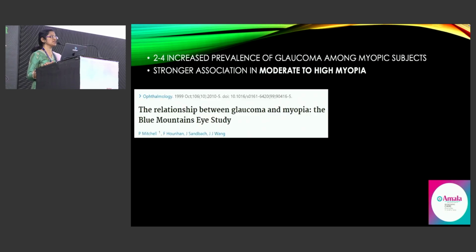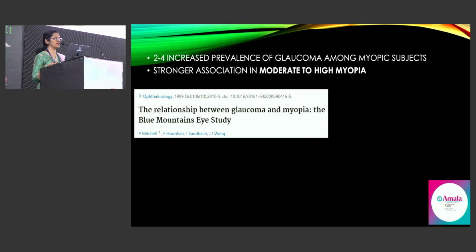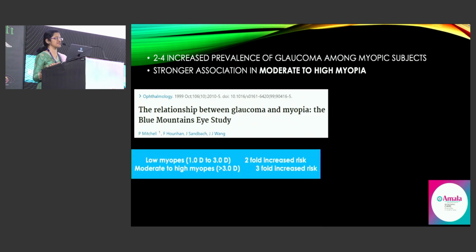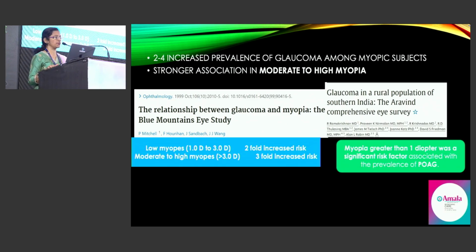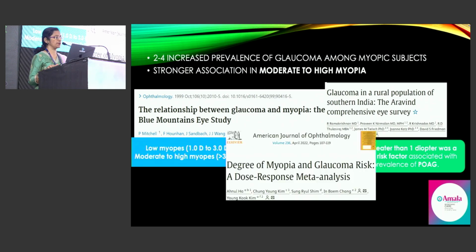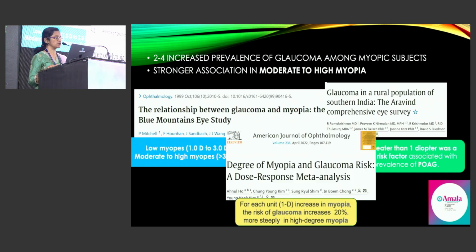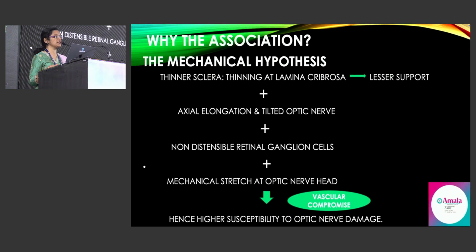Several population studies have demonstrated the association of myopia and glaucoma. One of the studies is the Blue Mountains Eye Study, and the Aravind Comprehensive Eye Survey is another study which has demonstrated the association. All of the studies show the association is more with higher myopic patients. For each unit of 1 diopter increase in myopia, the risk of glaucoma increases about 20%, and most steeply in high degree myopia.